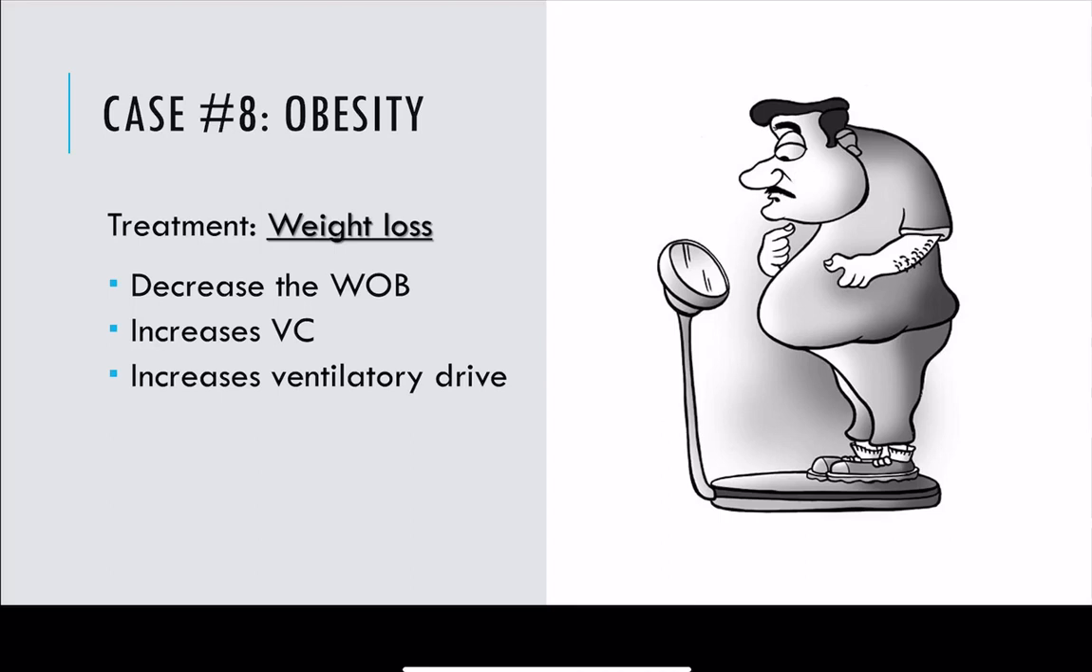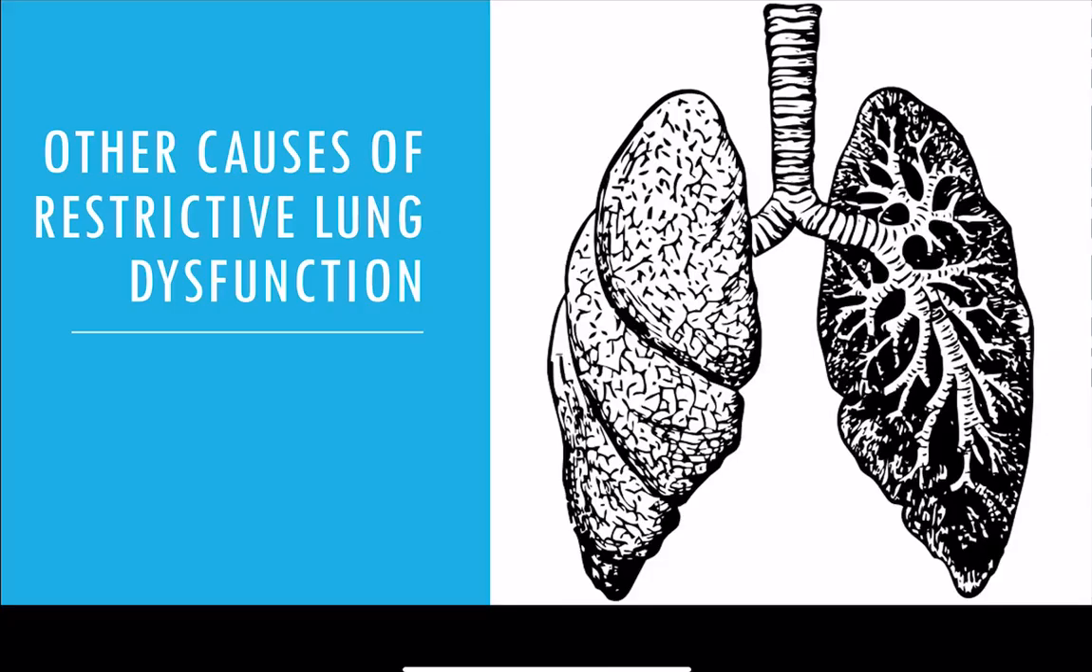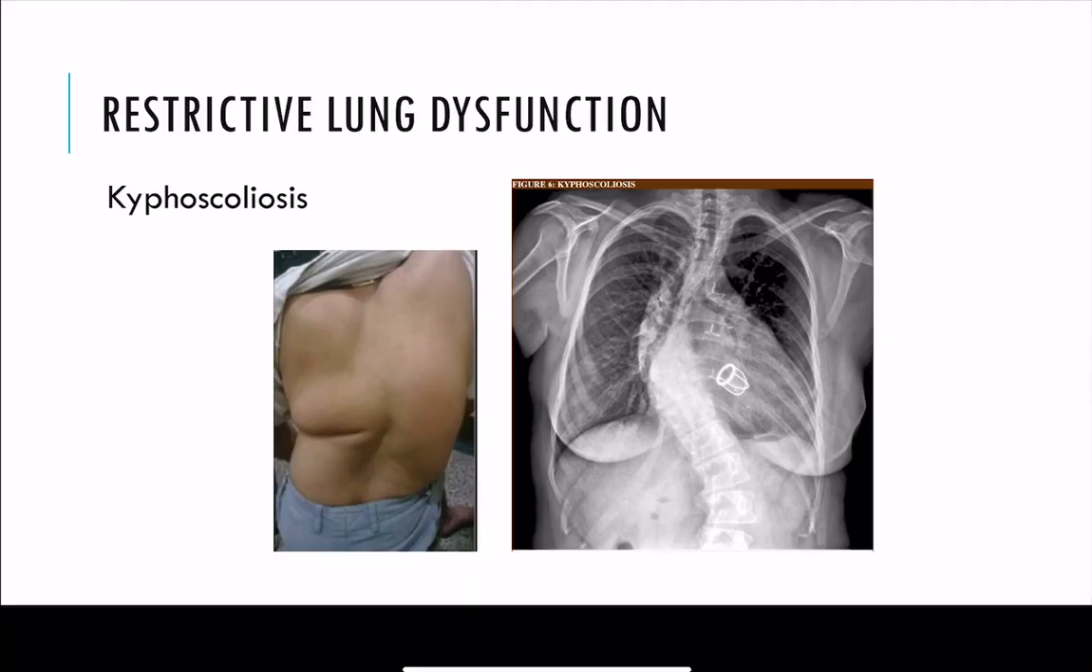If they can lose the weight, they can decrease the work of breathing, they can increase vital capacity, and they can increase ventilatory drive. But there isn't a magic bullet. You can talk to patients about the difficulty laying supine, talk about positioning, but after that, it's really about the mass on a rib cage, and the soft tissue mass just has to go. There are many, many other causes of similar restrictive lung dysfunction where something outside of the lung impairs your ability to stretch and open up.